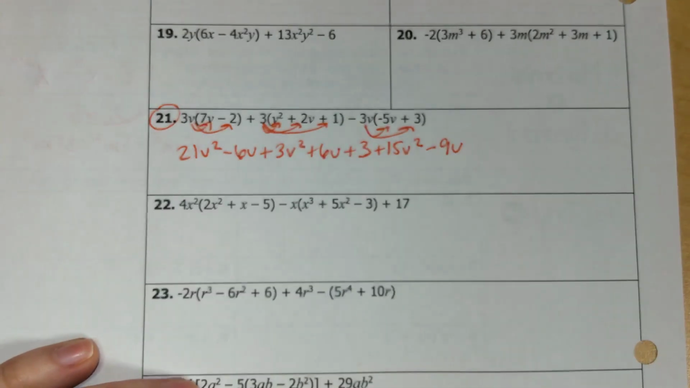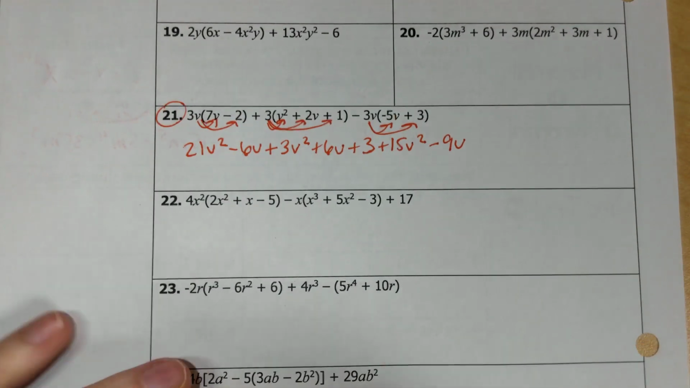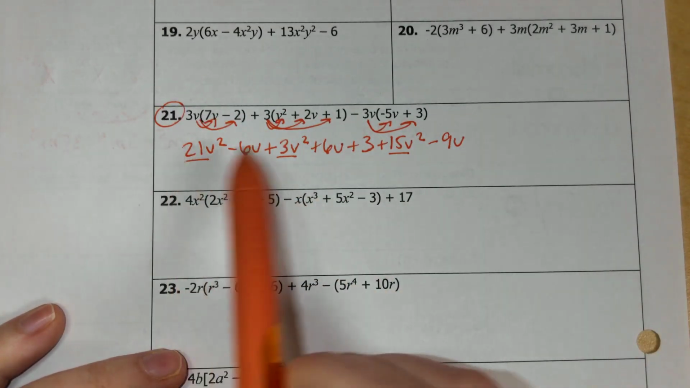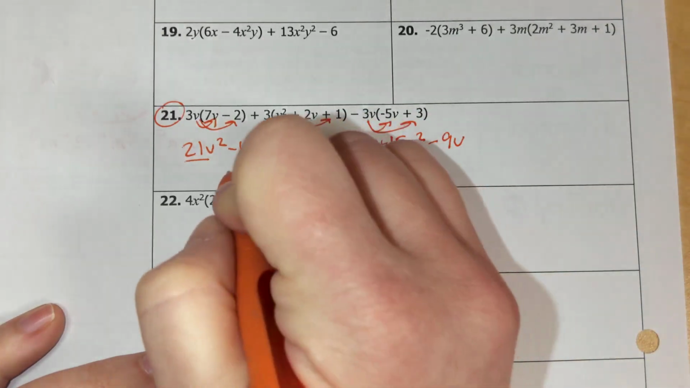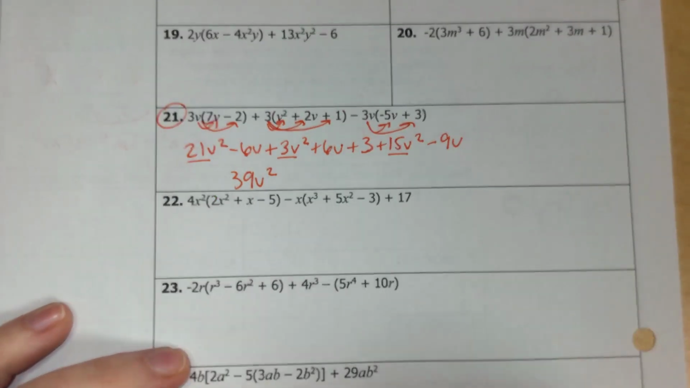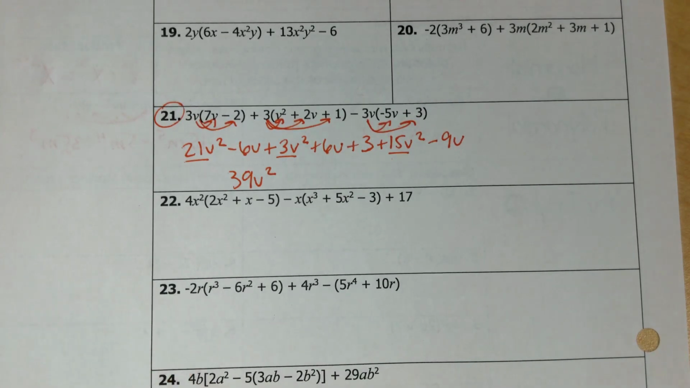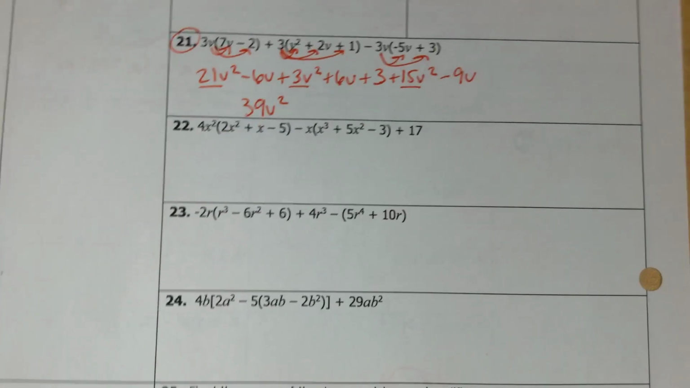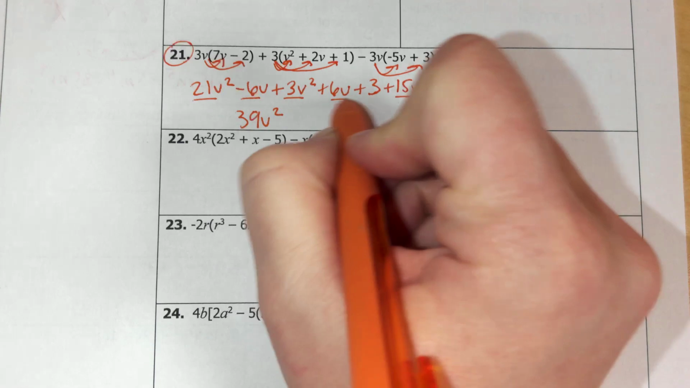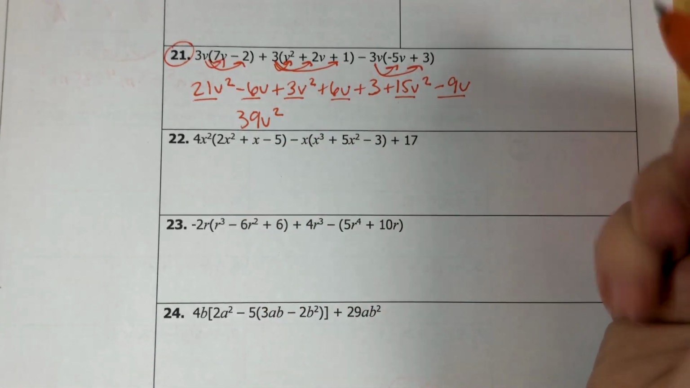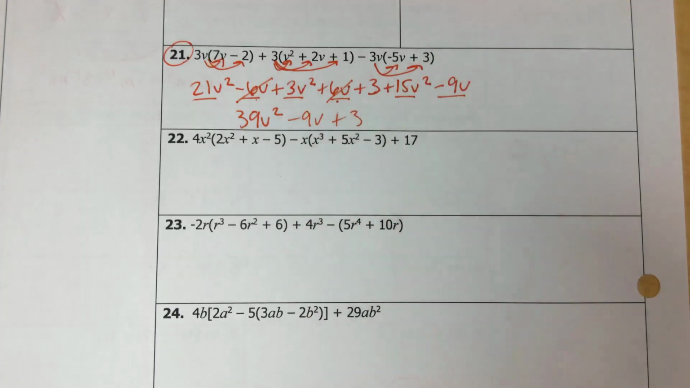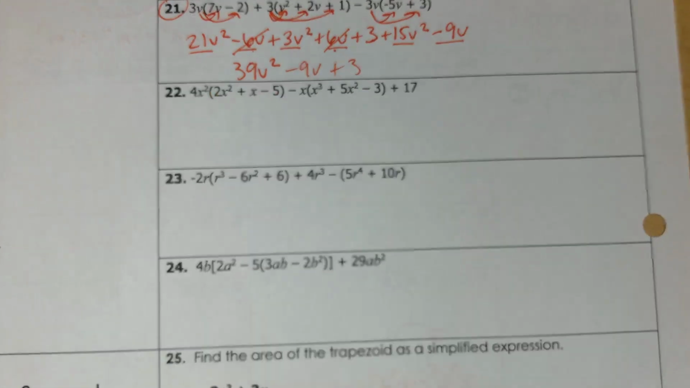Okay? So now I can clean this up and simplify any like terms that I have. In this case, I do have 3 terms that are all v squared, so I can add those. I have 21 and 3 and 15, which becomes 39v squared. And again, I'm not changing exponents and variables when I'm adding and subtracting, only when I'm using that multiplication or product rule. Then I have these 3 with our v's. I have a negative 6v and a positive 6v, which zero out, and I have a negative 9v, so the answer is 39v squared minus 9v plus 3.